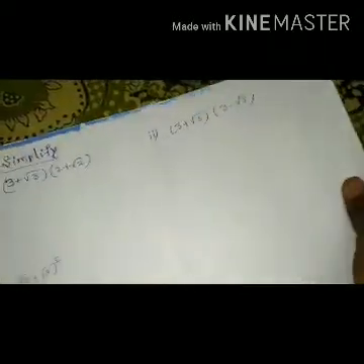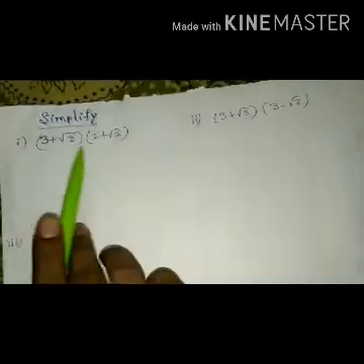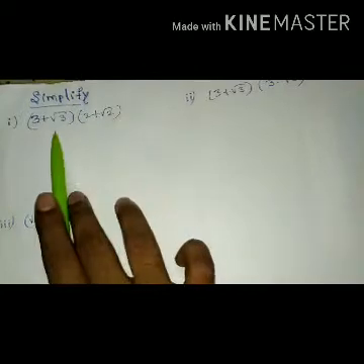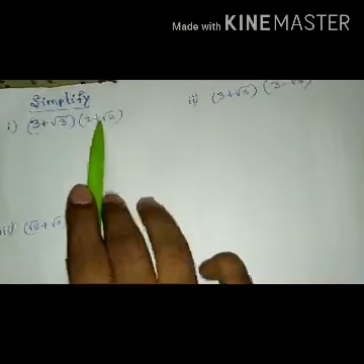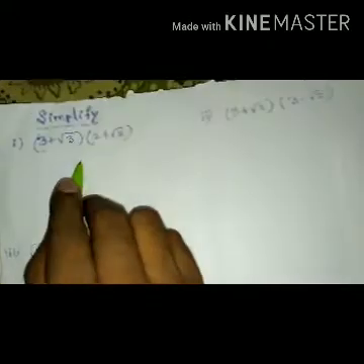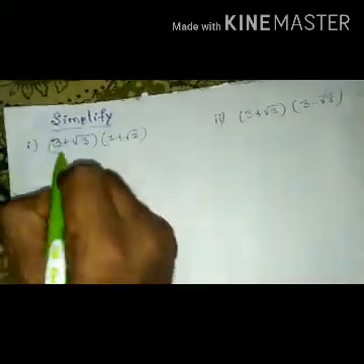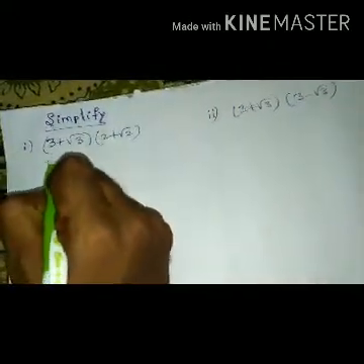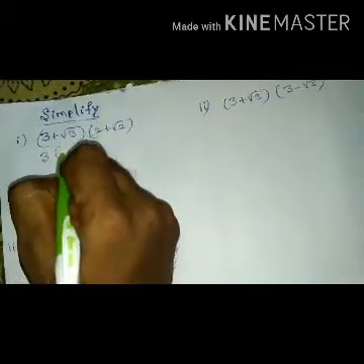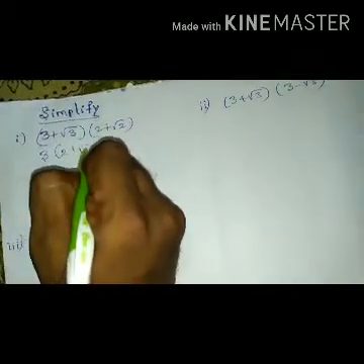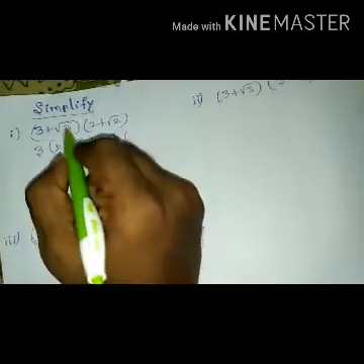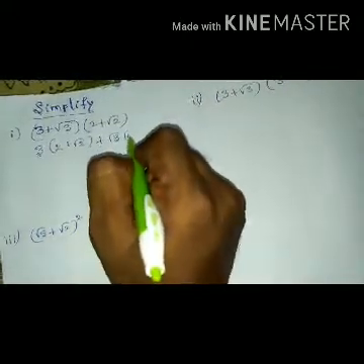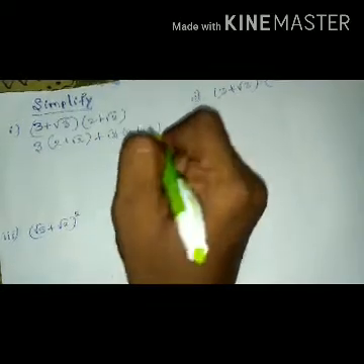So see here, now I am explaining how to solve the problems. See here, the first problem, 3 plus root 3 into 2 plus root 2. Here these two are binomials. First multiply 3 into second binomial, 3 into bracket 2 plus root 2. Then next root 3 into bracket 2 plus root 2.